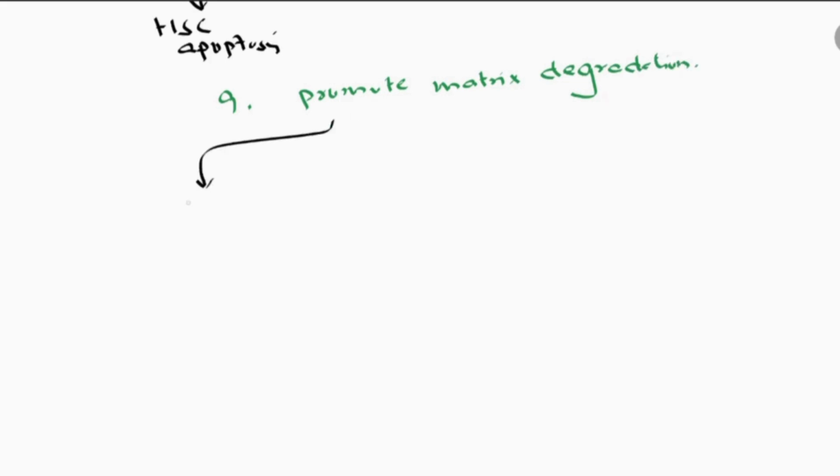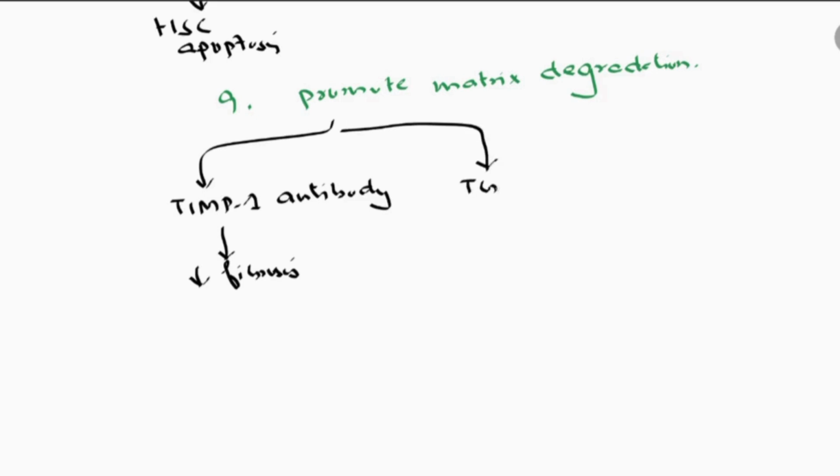Number 9, we have another group, the agents causing matrix degradation. In this group, we have TIMP1 antibody and TGF beta antagonist. They both downregulate TIMP, which leads to decreased fibrosis.